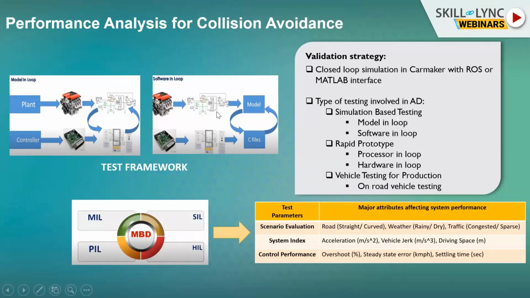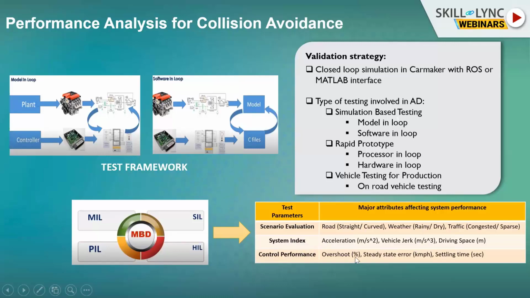The motive of these two testing levels is basically to see if the actual results are equivalent to the expected results of the feature. The testing is done on different kinds of road scenarios, like straight or curved road, under different weather situations, like rainy or dry weather, or different traffic scenarios like congested or sparse traffic. There could be different system indexes also, like acceleration.